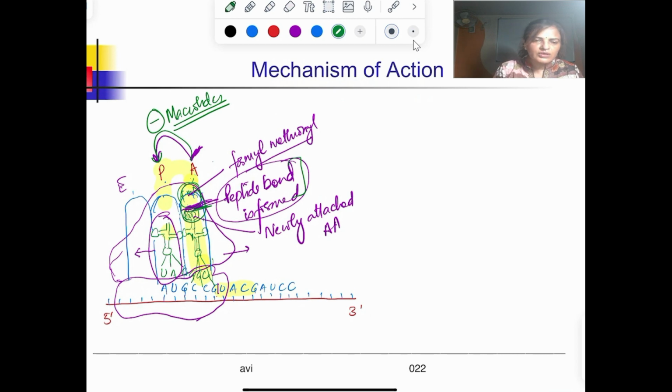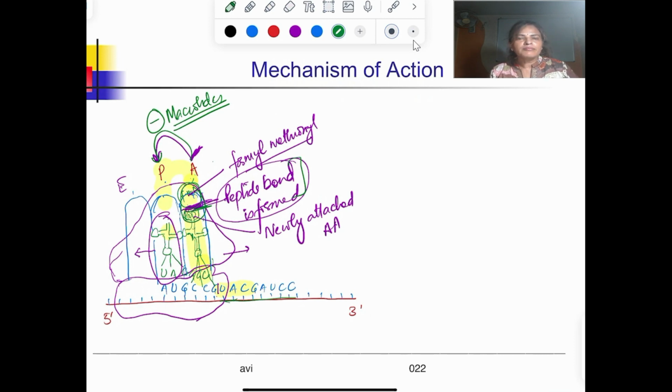Once this is not done, then what will happen? The ribosome will not move further on the messenger RNA. So there will be no exposure of the next codon, and this way protein synthesis will be inhibited.